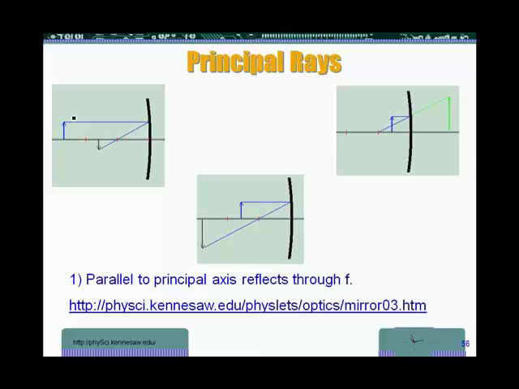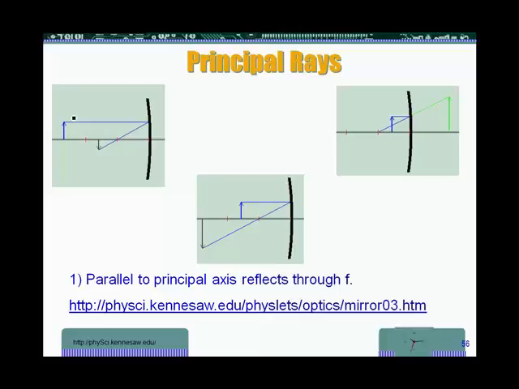Before I do this, just a quick review. For both mirrors, what we call the focal length is going to be r over 2. It's going to be plus r over 2 for concave mirrors and minus r over 2 for convex mirrors. Okay, in here we are going to focus on how to form images from a concave mirror. And we'll do it later for a convex mirror.